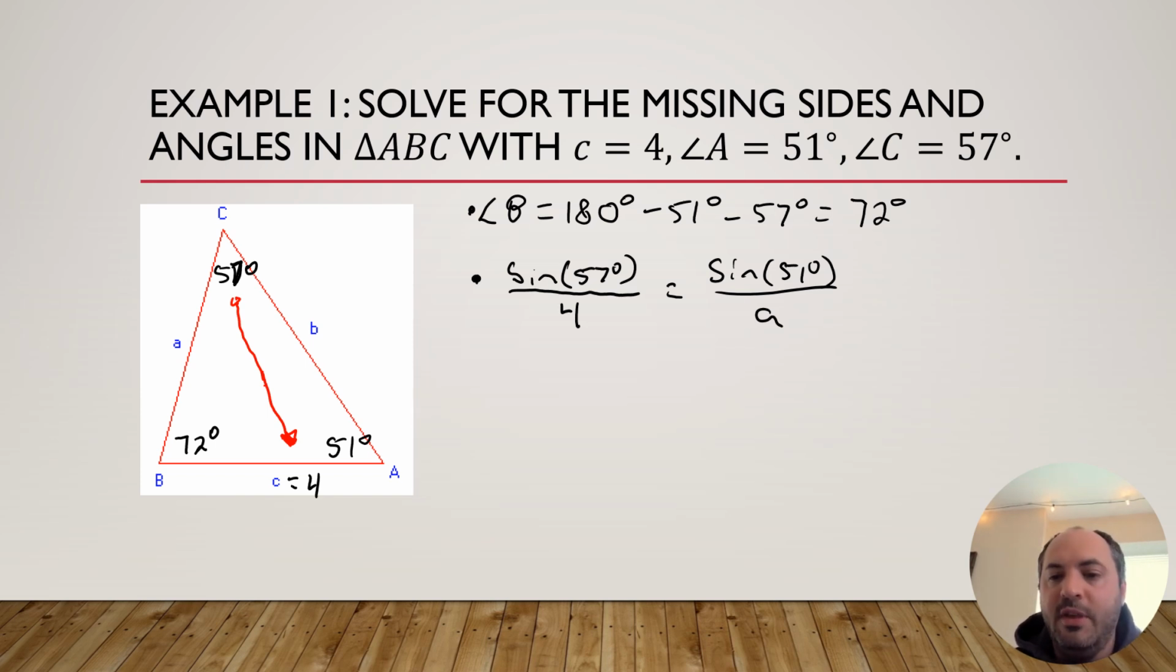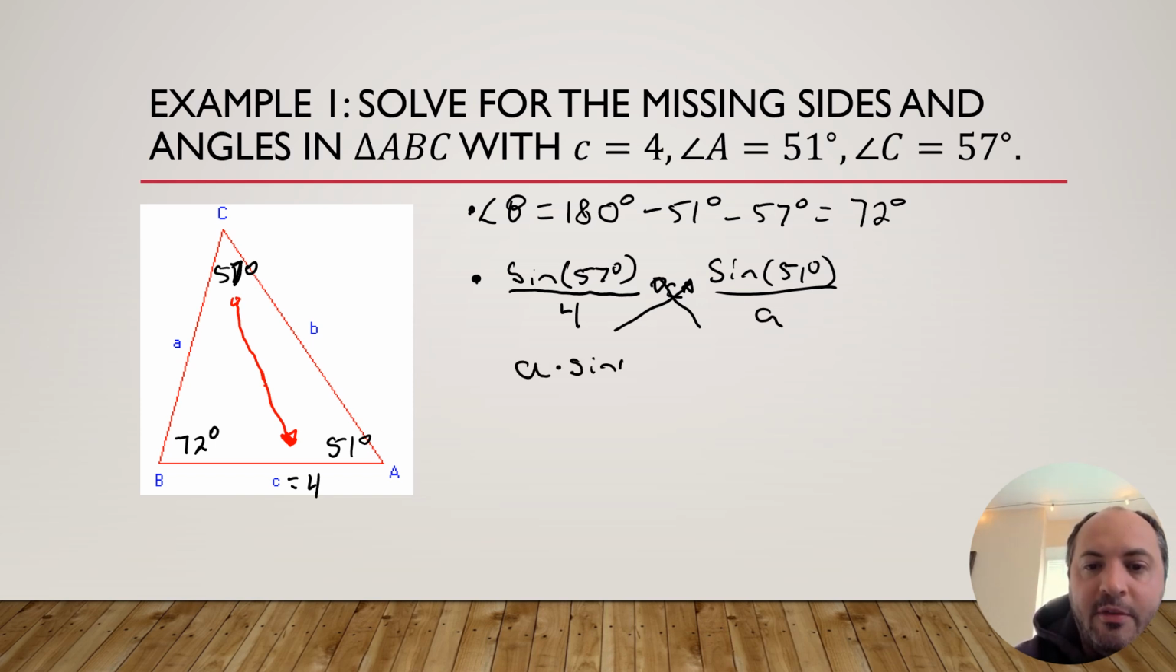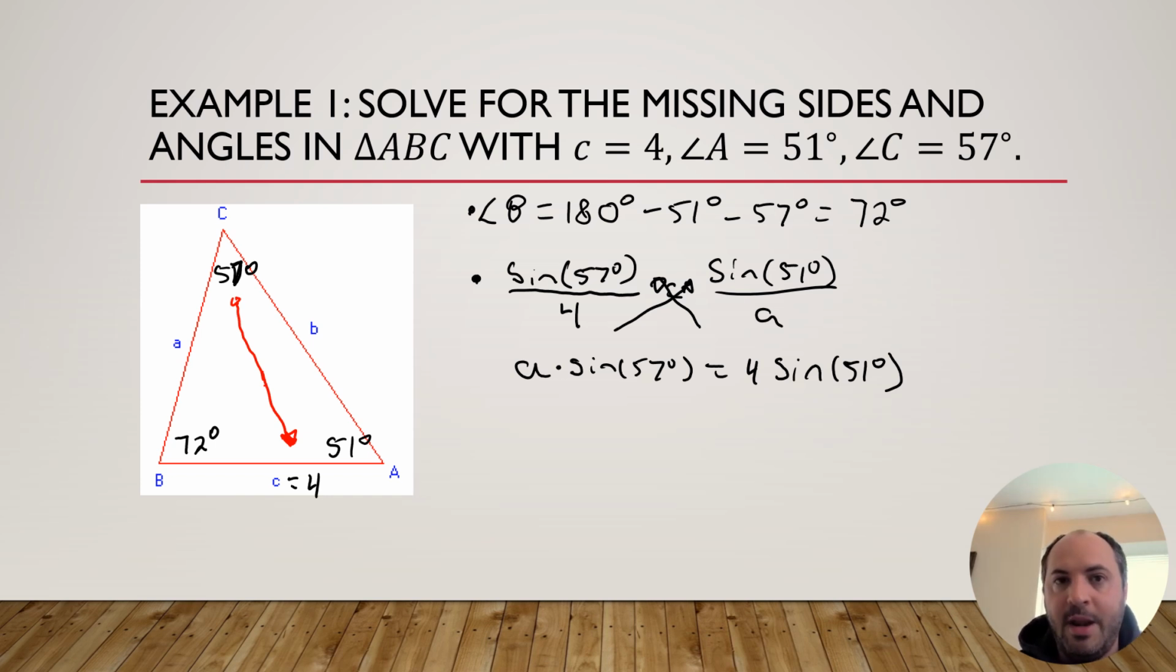Now, I'll solve this one in a little bit different way than the next side length, only to illustrate two different ways you could go about algebraically solving this question. So, what I'm going to do to start is try to get rid of all the fractions. To do that, I'm going to cross multiply by A and 4 to clear these fractions. And when I do that, I will now have A times sine of 57 degrees is equal to 4 times sine of 51 degrees. So I've moved the 4 and the A outside the denominator.